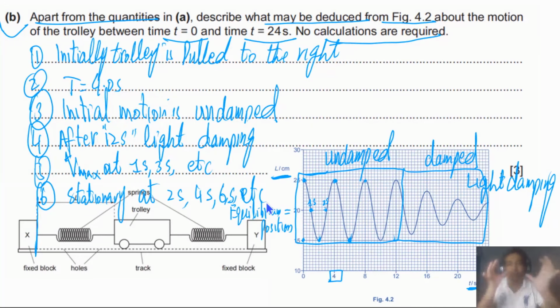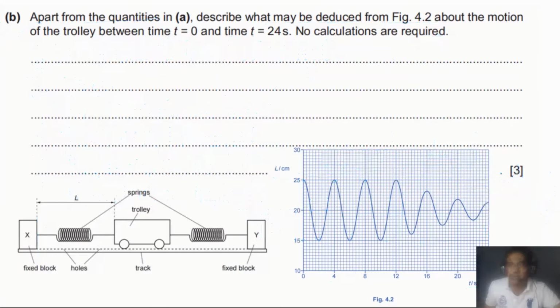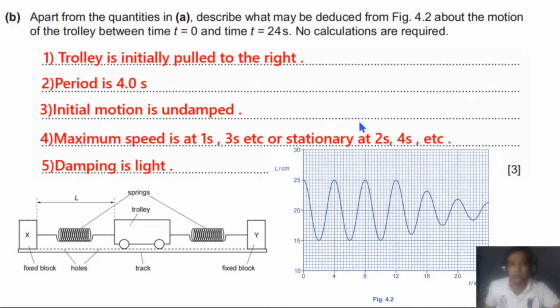So you can see these points you can deduce from the given graph, and it's a very important skill to know how to read the graph. Now let me show you the proper answer written in proper language. This is what you need to write down for the answer to this question. At least 3 points you have to write down. We have talked about 5 different points, but if you mention 3 points, you will get 3 marks.